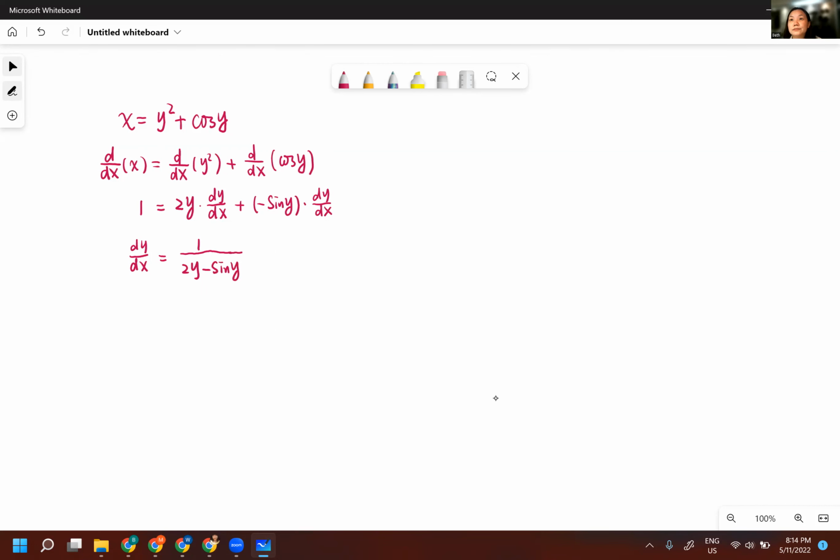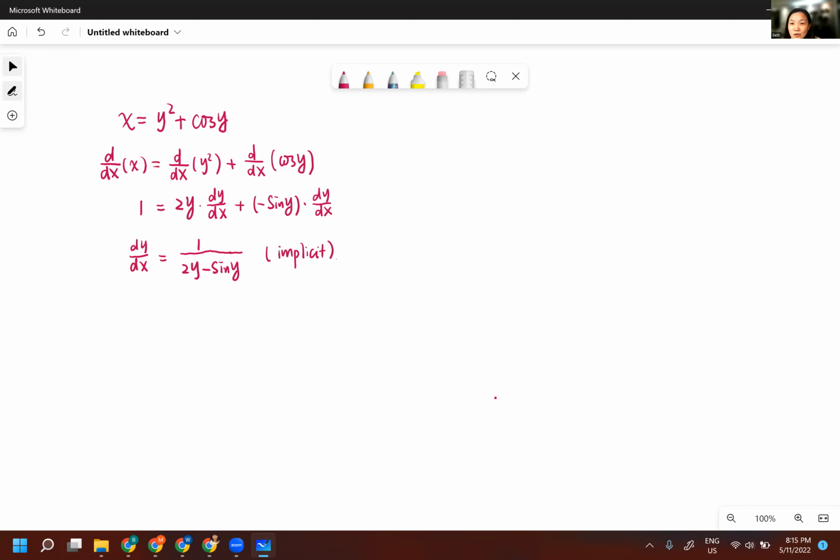Now you pay attention, the answer for the first derivative is still implicit as it has y in it. This is implicit. But you cannot do anything about it. Even if you want to change it to x, you cannot. It's not easy. Now we're going to do the second derivative.